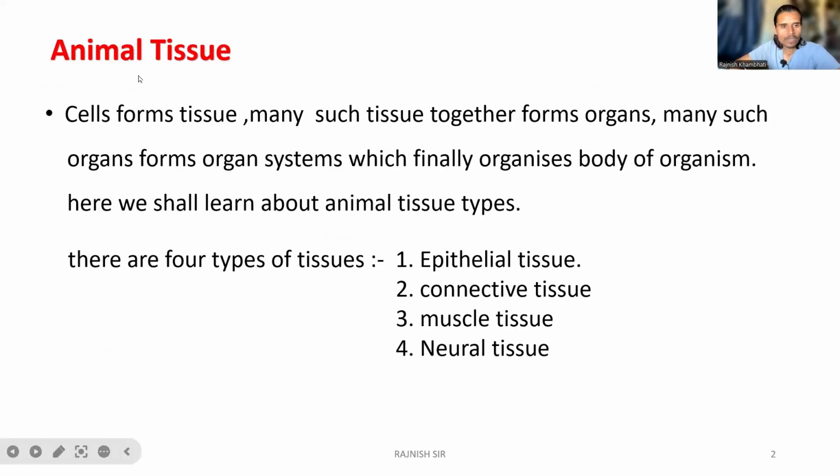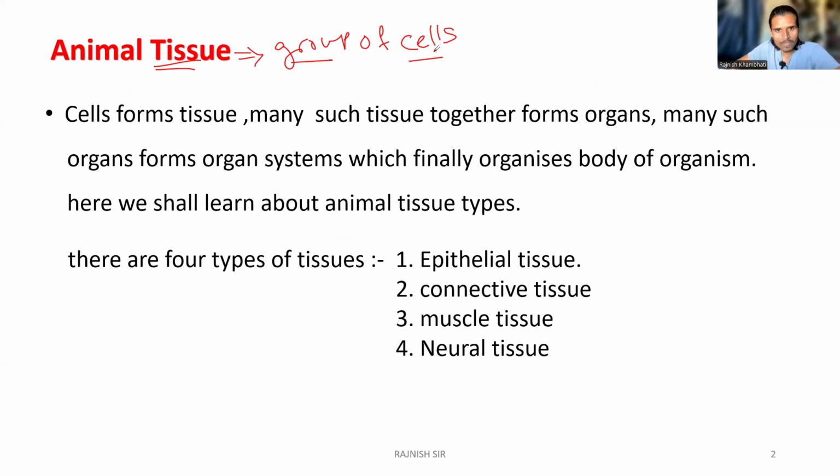Animal tissue. Let me remind you of the meaning of tissue. Do you remember? What is the definition of tissue? Tissue means a group of cells. A group of cells with similar function and similar structure will make the tissue. If you remember, this is a cell. Many cells together will form tissue.